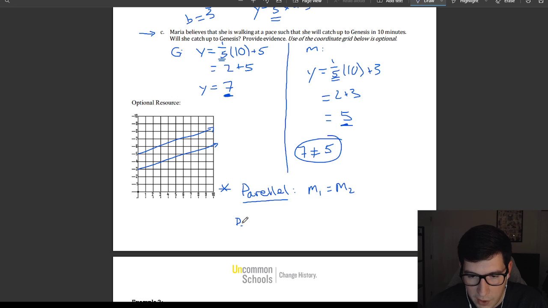And similarly, when we have perpendicular lines, it's going to actually look a little bit different. So remember, we said before that they're opposite reciprocals. And mathematically, what that's really going to look like is that if m1 is our first slope, m2, our second slope, is actually going to be negative 1 over m1.